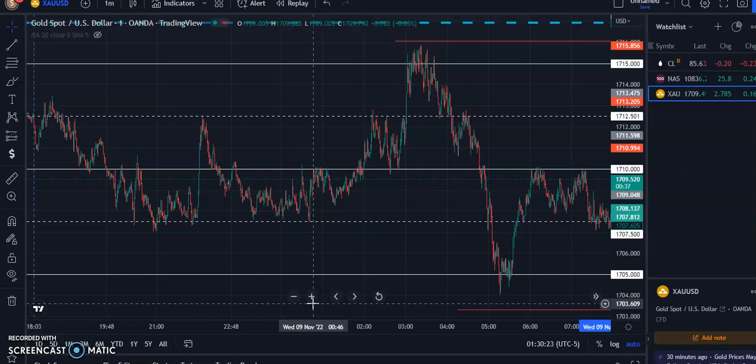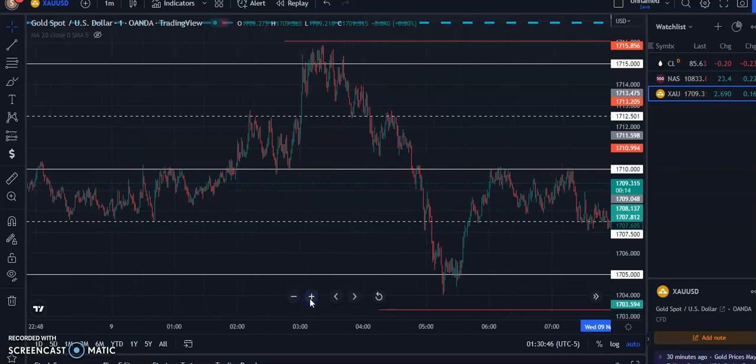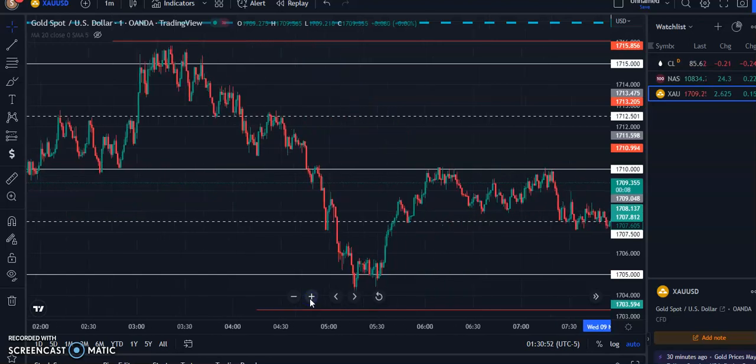Today I want to do a comparison between two instruments. I will compare Nasdaq and gold on the setups that formed yesterday. And yesterday I had a losing trade, and I have learned, and I want to show you where my mistake was so that you don't make that mistake again.